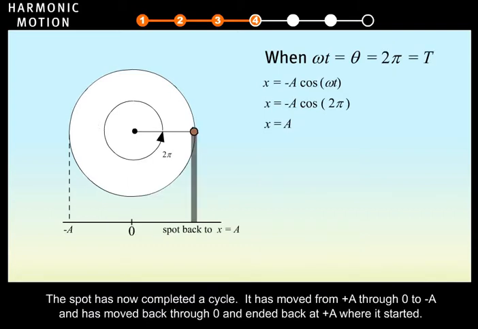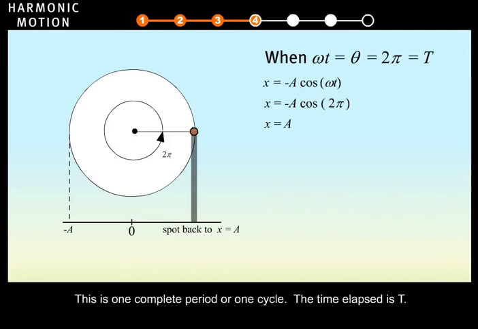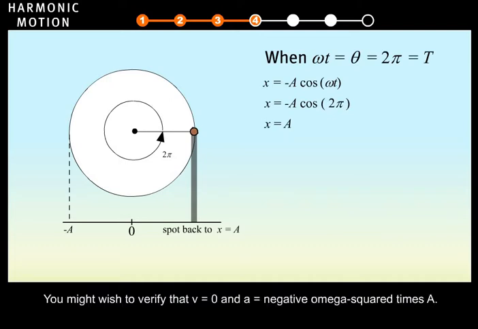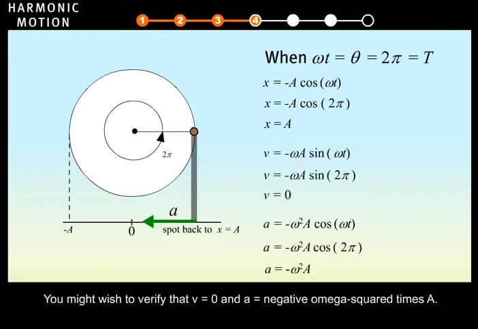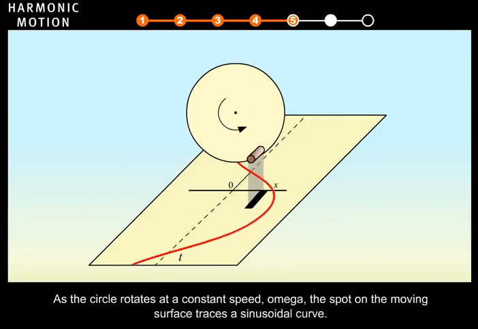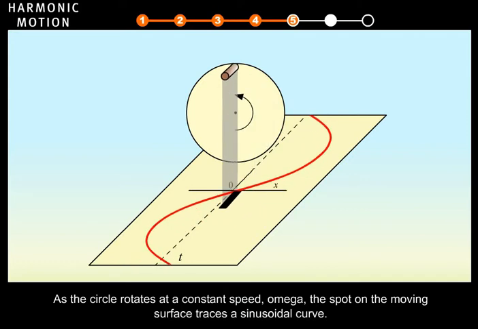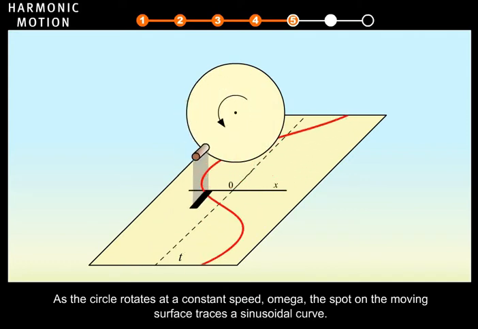The spot has now completed a cycle. It has moved from positive a through 0 to negative a, and has moved back through 0 and ended back at positive a where it started. This is one complete period, or one cycle. The time elapsed is T. You might wish to verify that v equals 0 and a equals negative omega squared times a. As the circle rotates at a constant speed, omega, the spot on the moving surface traces a sinusoidal curve.